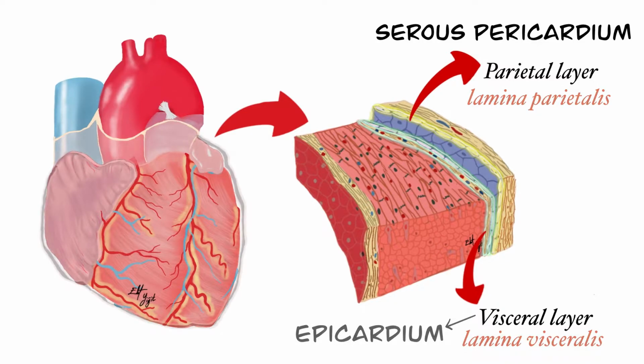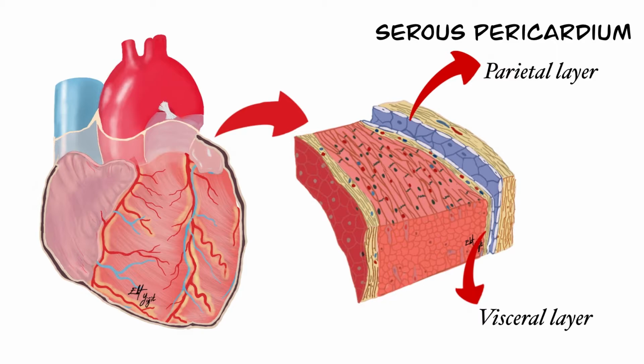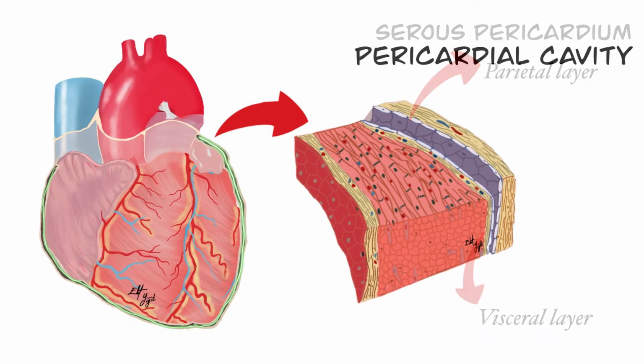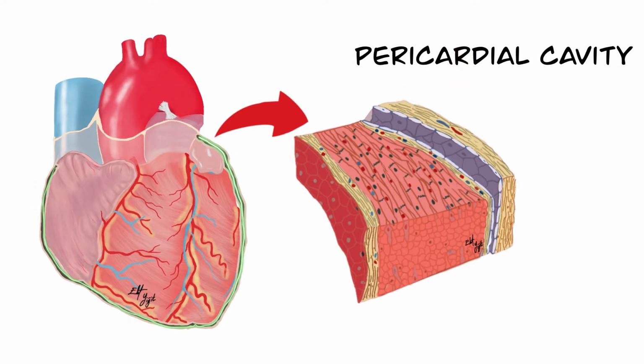The parietal layer of the serous pericardium is located outside, more externally, and adheres to the fibrous pericardium, while the visceral layer of the serous pericardium, also known as the epicardium, is firmly attached to the heart. The potential space between the parietal and visceral layers of the serous pericardium is the pericardial cavity. It is also known as cavitas pericardialis in Latin. Cavitas means cavity in Latin.